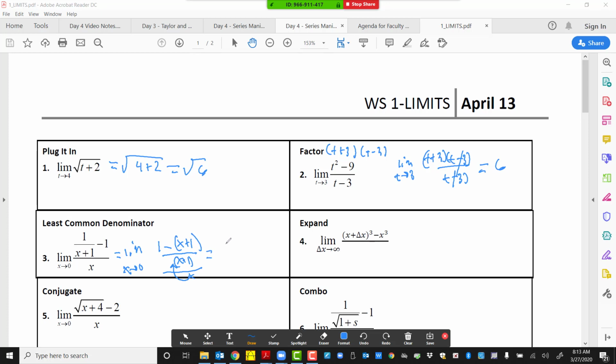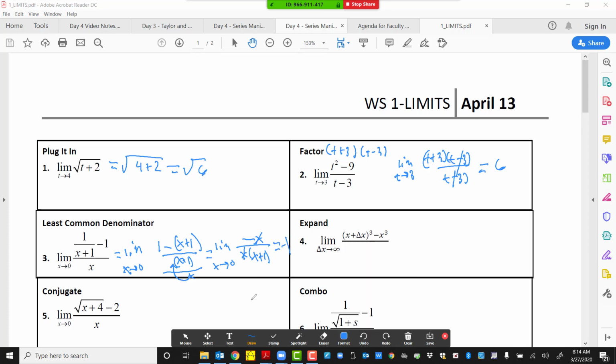So 1 minus 1 just gives us 0, and then a negative x over, oops, got my limit. Limit as x approaches 0. So 1 minus 1 gives 0, negative x over x times x plus 1. These x's will now cancel, and we're left with negative 1 over x plus 1, which we can now plug in 0. So negative 1 over 0 plus 1, which gives us just negative 1.